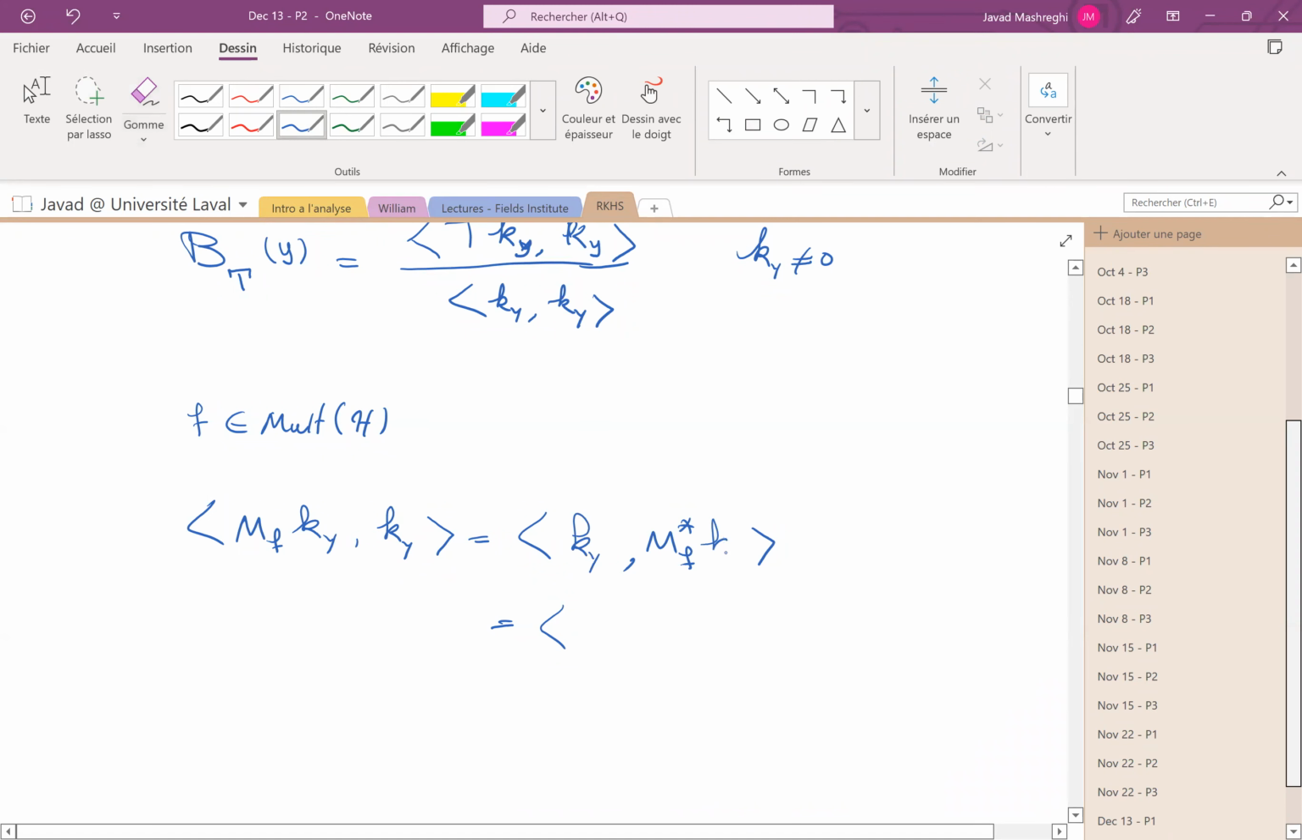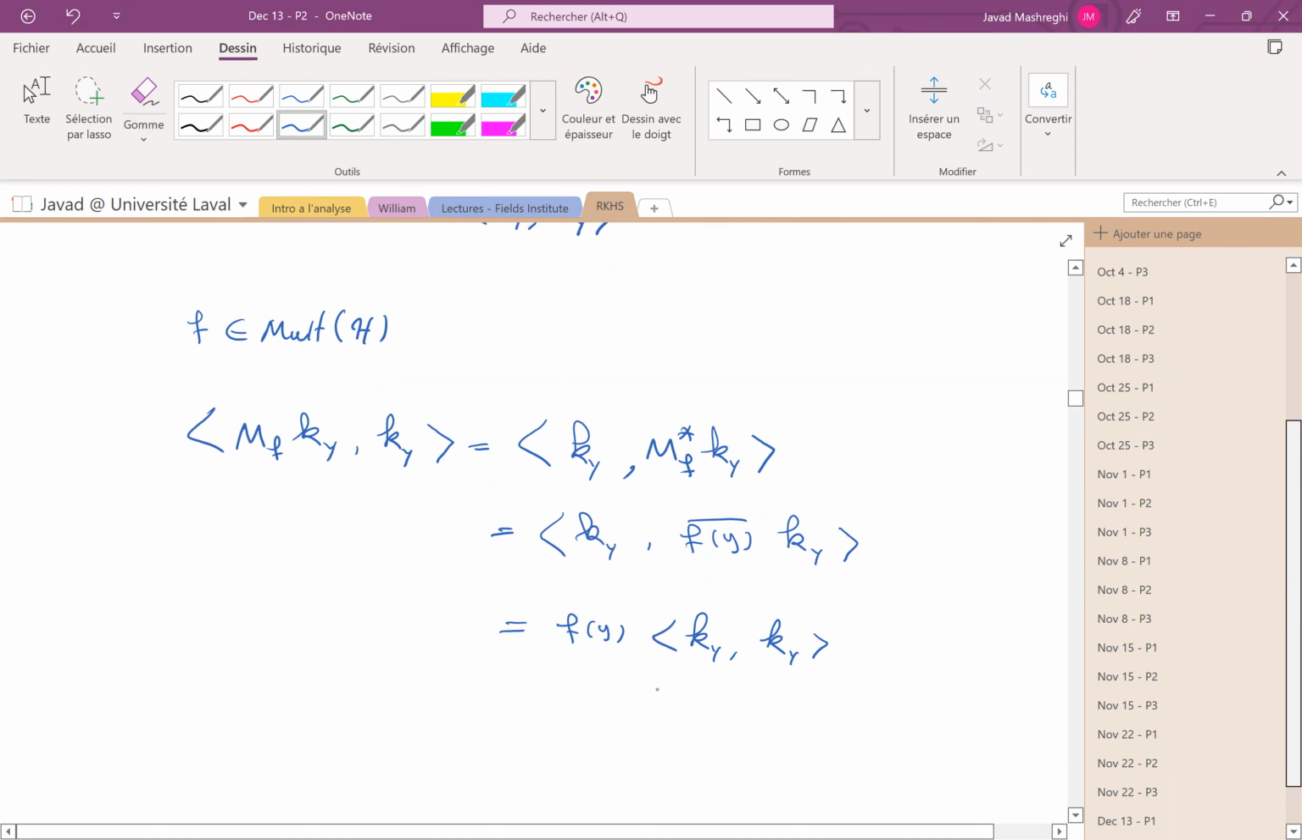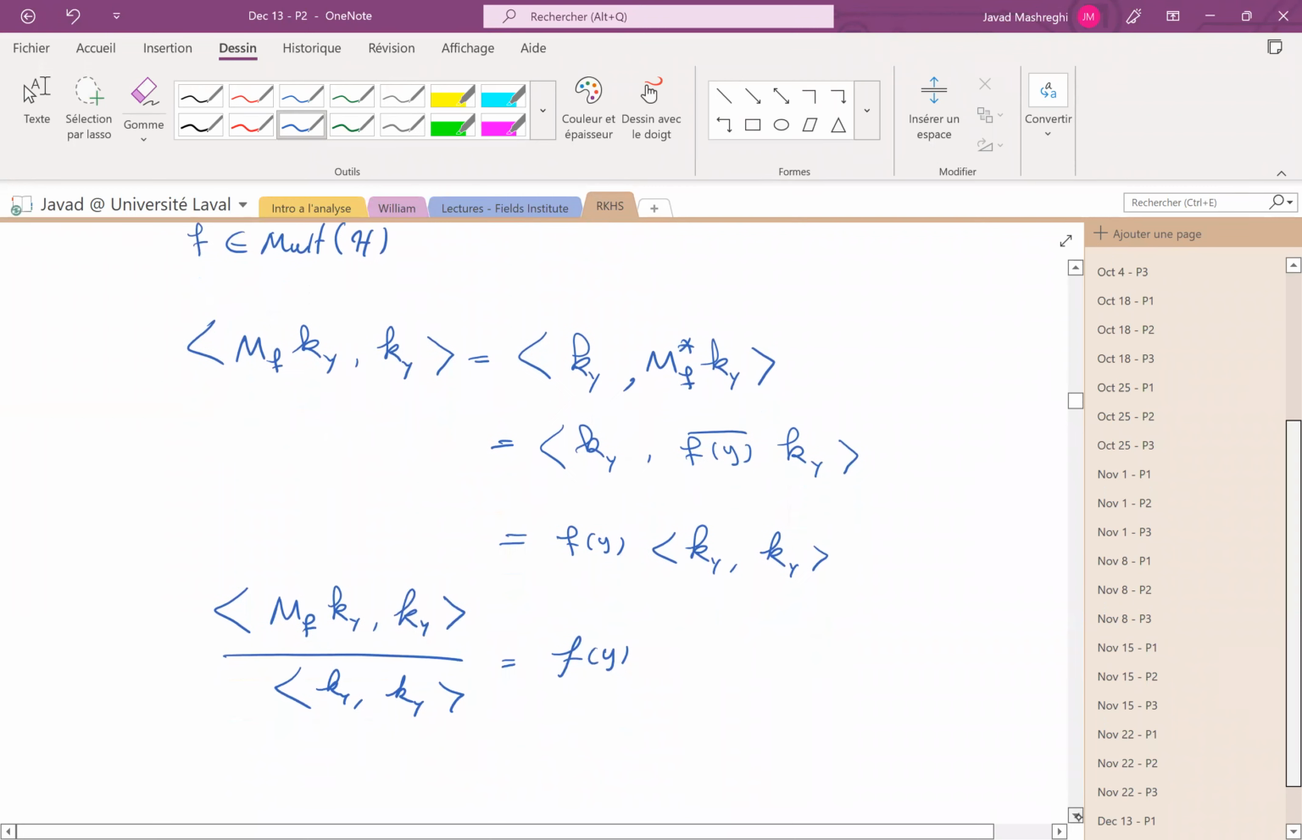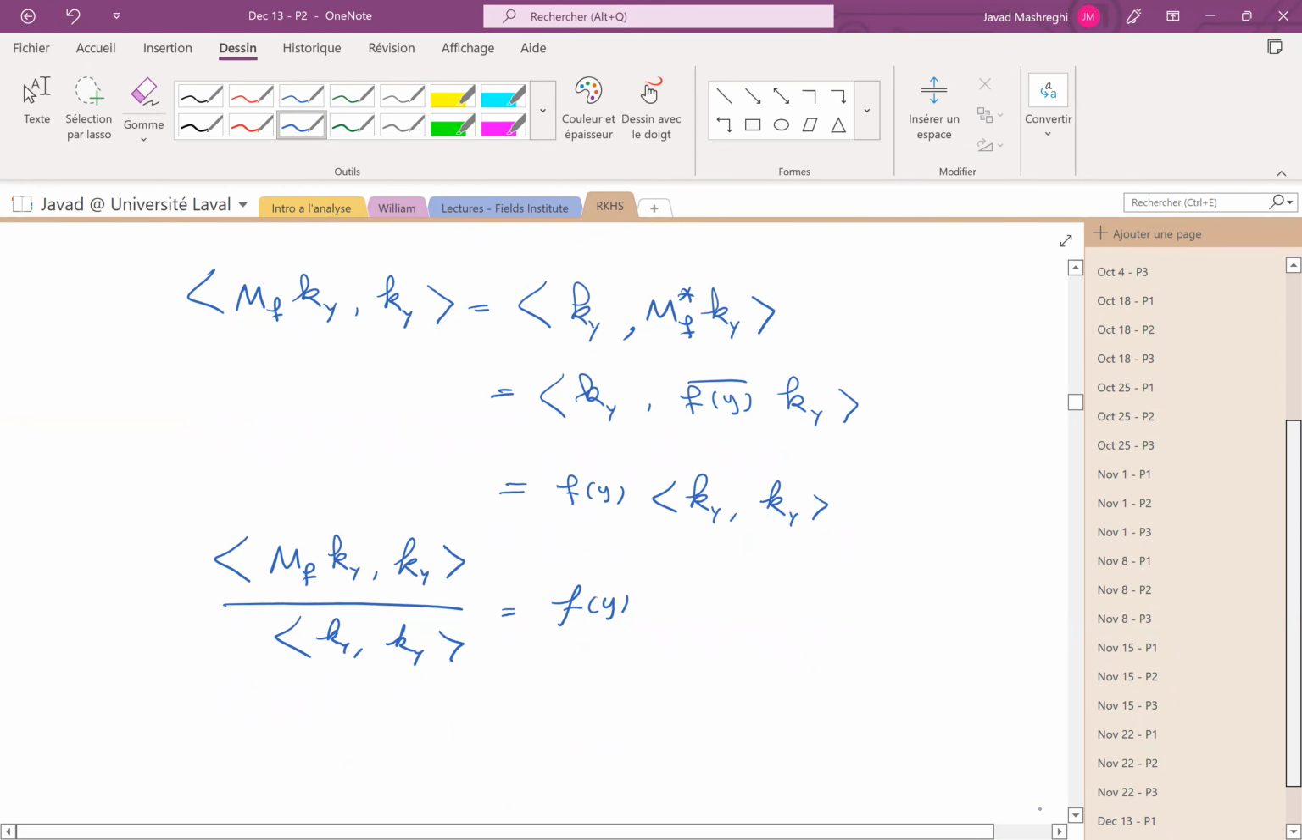Here, f of y bar comes out, and the inner product of k_y with k_y stays. If we divide both sides by this, assuming again it's not zero, we obtain that M_f^* k_y divided by k_y is f of y bar, which is a method to calculate the multiplier using this combination.